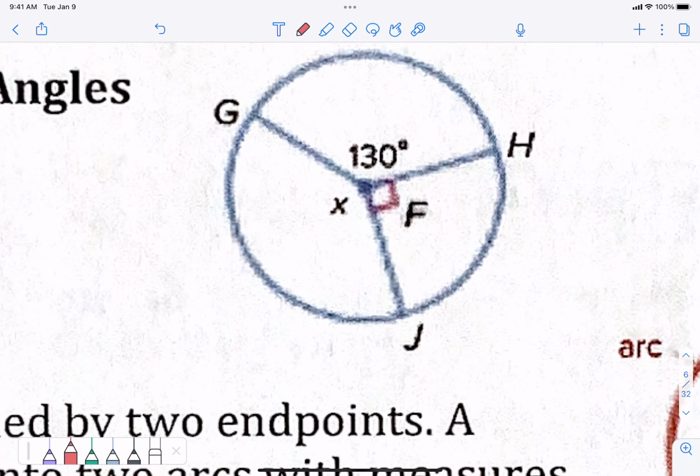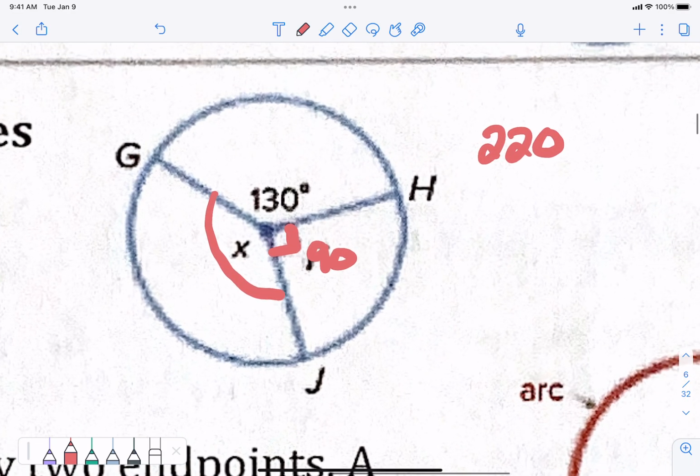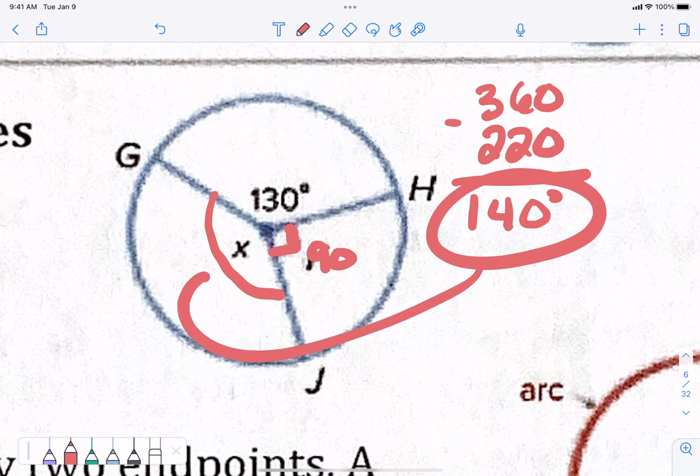They're having us find the measure of angle X, which is that center angle. So how can we do that? 130, and then this is a box, so that's 90 degrees. 130 plus 90 is 220, and then we subtract that from 360. So 360 minus 220 is 140. So X is 140 degrees. That's what this is right here. Not too bad. Pretty easy.